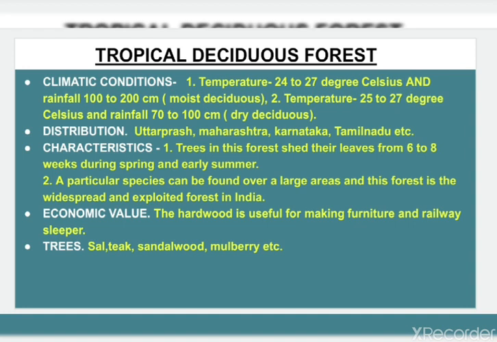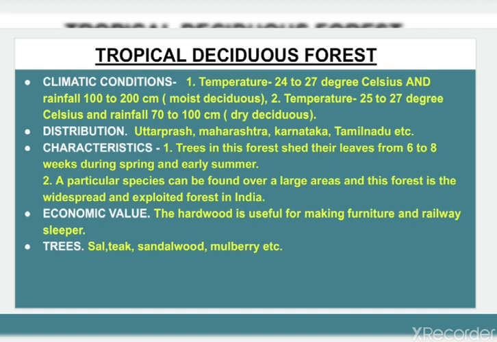Next, we will learn the distribution. Uttar Pradesh, Maharashtra, Karnataka, Tamil Nadu, these are the states which have tropical deciduous trees. Next, we will learn the characteristics. Trees in this forest shed their leaves for 6 to 8 weeks during spring and early summer. Point number 2, a particular species can be found over large areas and this is the most widespread and exploited forest in India.